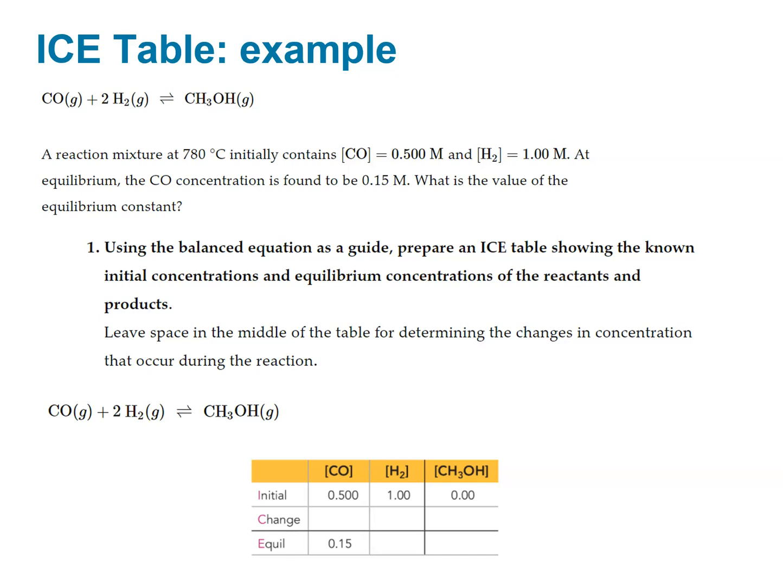Okay, so let's set up an ICE table here. What do we know initially? Well, our initial concentration of carbon monoxide is 0.500. Hydrogen gas is 1.00, and initially methanol will be 0 because it's a product and we're just adding reactants initially. We also know the equilibrium concentration of carbon monoxide is 0.15, so we can fill all those in.